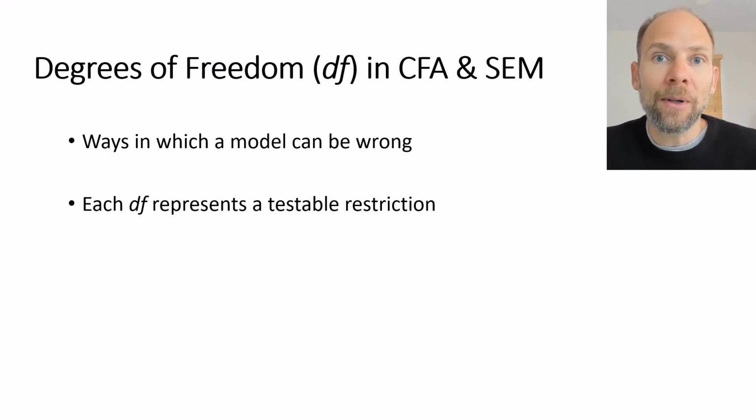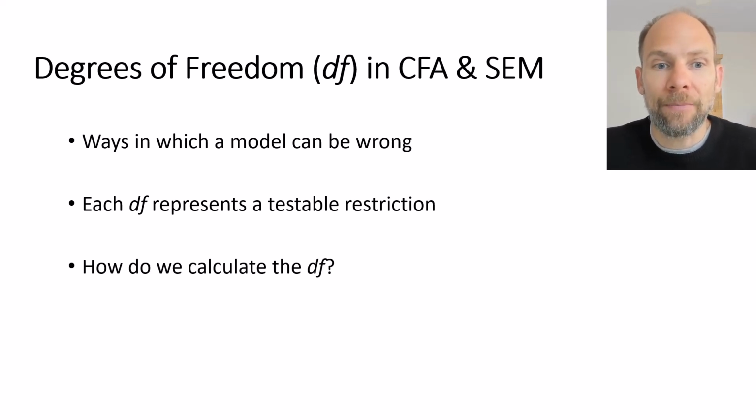So for example, a model may imply that two of the observed variables have equal variances in the population. And then that could result in a degree of freedom. Or there could be a restriction with regard to the mean structure, such that, for example, the means of two variables have to be equal in the population as implied by the model. And then this yields degrees of freedom that can be used for a model fit test, as we will see later. So how do we calculate the degrees of freedom?